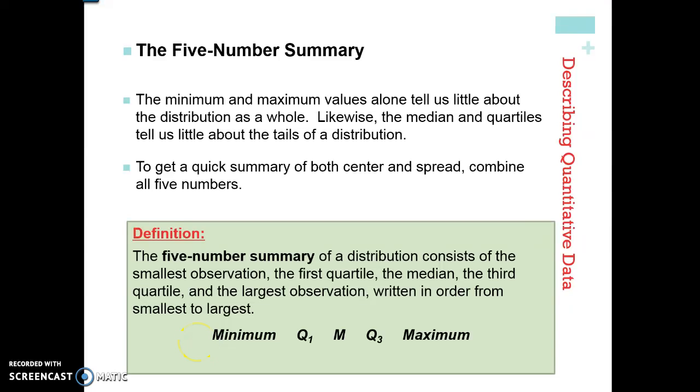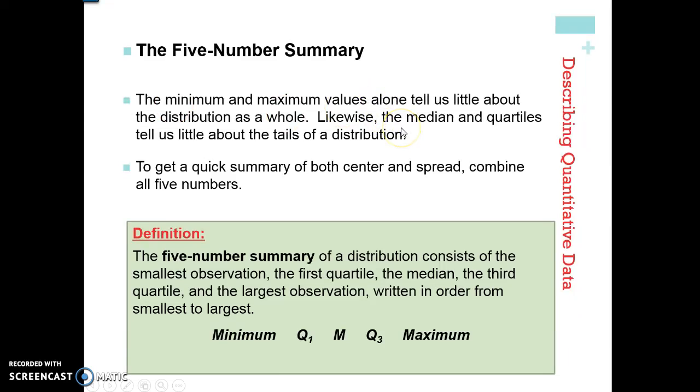All right, so let's continue our discussion about box and whisker plots, and let's just talk about the 5-number summary. You will often be asked to give the 5-number summary for a set of data, and we just want to know exactly what that means. So a couple things. Number one, the minimum and maximum values alone don't tell us very much about the distribution as a whole. It doesn't tell us where most of the data lies, etc.